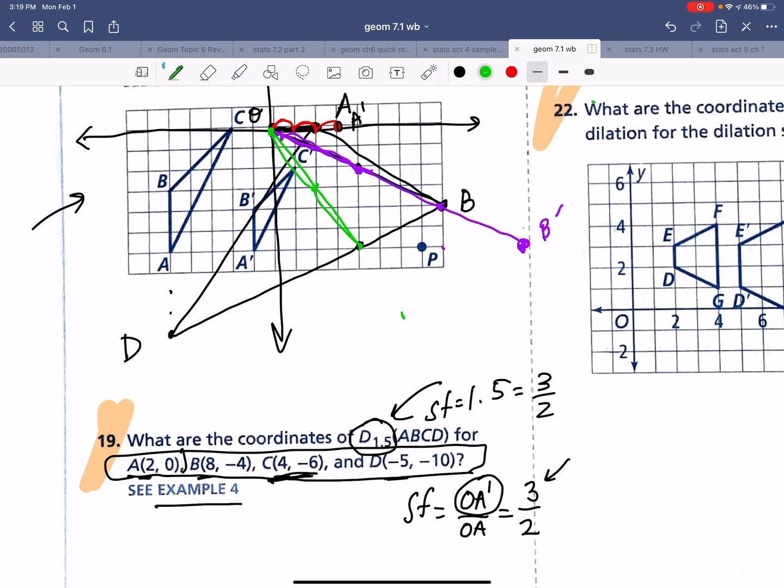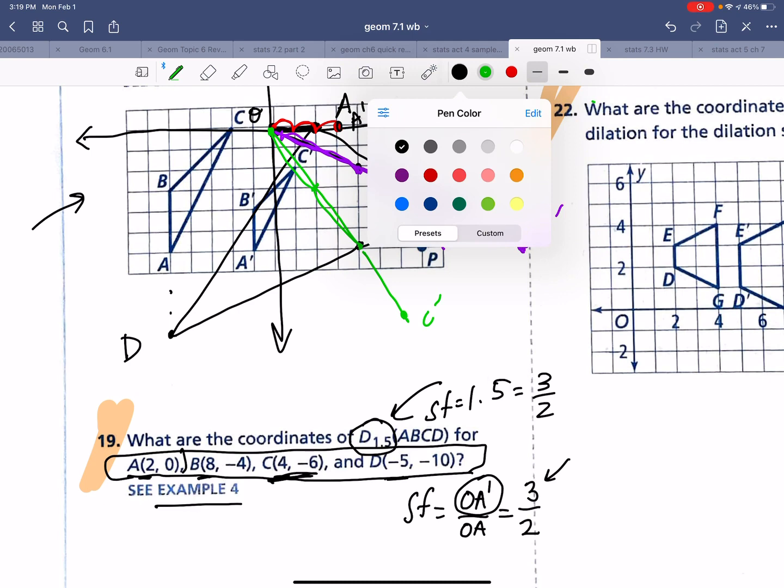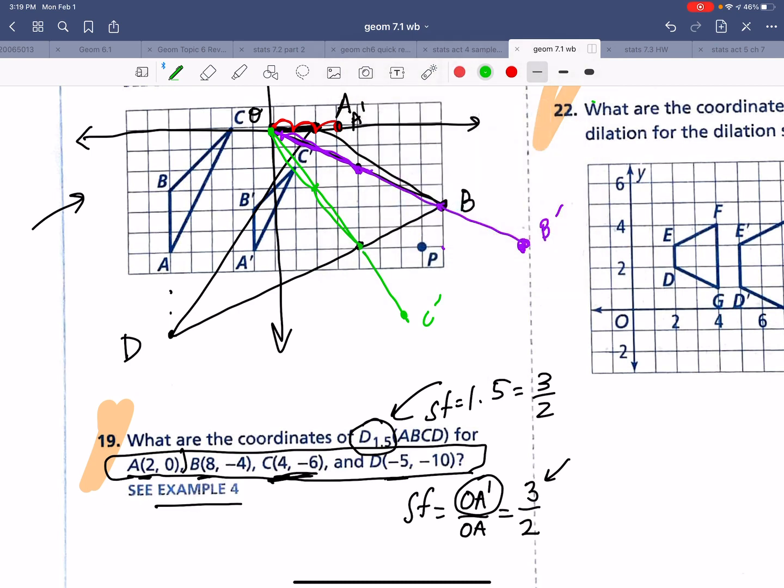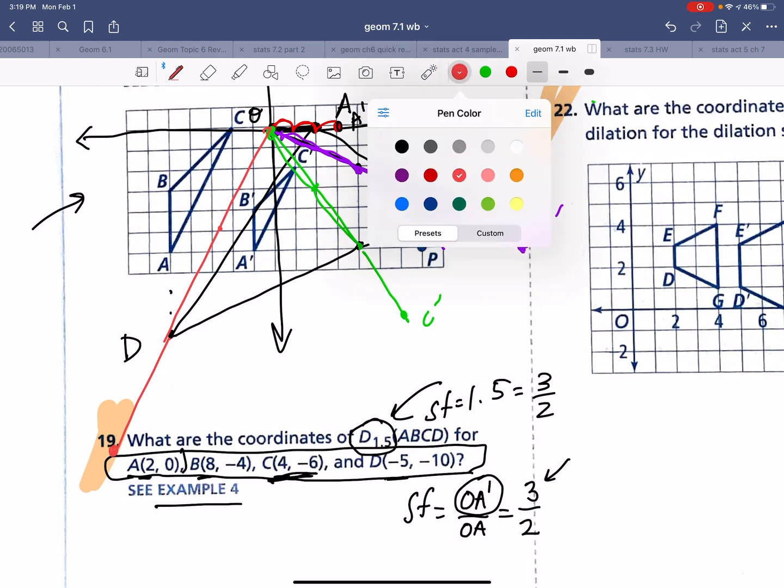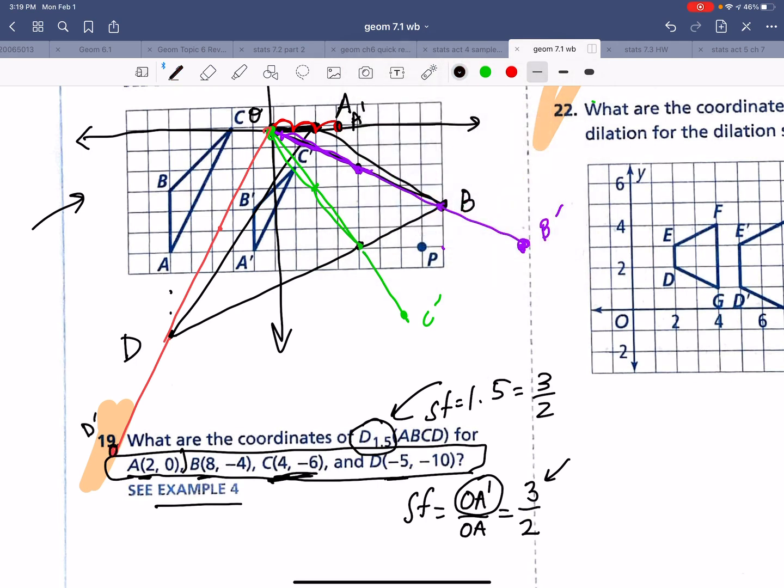So here, this would be C prime. And then one more time, I went on a distance OD, cut that in half, and I got one more distance. All right, so this would be my new coordinate for D prime. This is a weird looking shape. Okay.